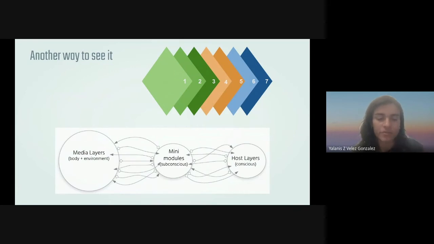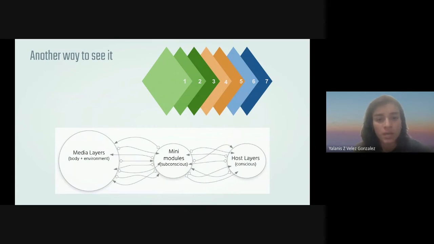And here I haven't really talked about the host layers as our consciousness or the mini modules as our subconscious, but we can begin to introduce these if we remember that the host layers are information that we know at a given moment. So we are conscious, we are aware of that information. And then our mini modules, they're subconscious, they're things that are happening, processing that's being done, but we don't know it. We are not aware of it. We don't have to do anything for it to happen. Our bodies just do it.